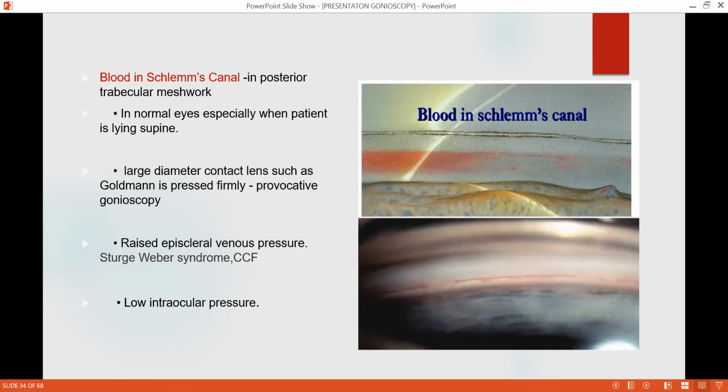In cases of raised episcleral venous pressure, like Sturge-Weber syndrome or carotid-cavernous fistula, you can see blood in the Schlemm's canal. Or in cases of ocular hypotony, there could be reflux of blood in this canal, and you may see blood in the Schlemm's canal on gonioscopy. In this clinical photograph, in the upper photograph, you can see the blood in the Schlemm's canal. Same in the next photograph also.